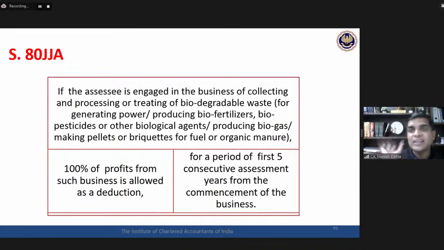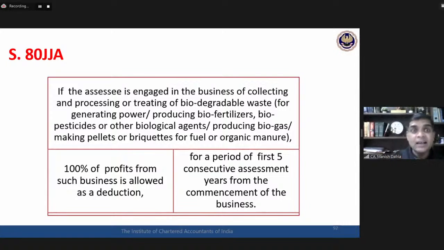In 80JJA, there is no such flexibility. In 80JJA, it is straightforward the first 5 years. In the year you have commenced the business: first, second, third, fourth, fifth. You may have profit, you may not have profit, that is your problem. So in 80JJA, it is the first 5 consecutive assessment years. In order to take the benefit of this section, you have to generate profit from the first year itself. Otherwise, you won't actually get the benefit of it. So this is the first very important point related to 80JJA. There is no such flexibility here of any 5 in the first 10 years. It is the first 5 years in which you can claim the deduction.